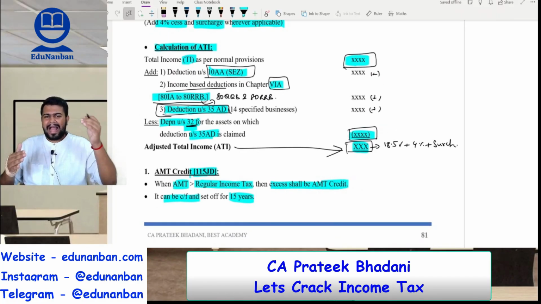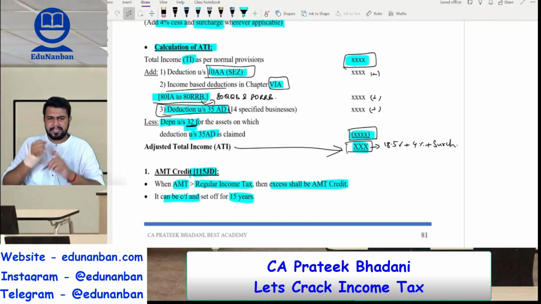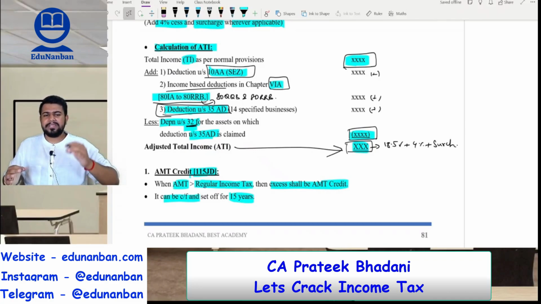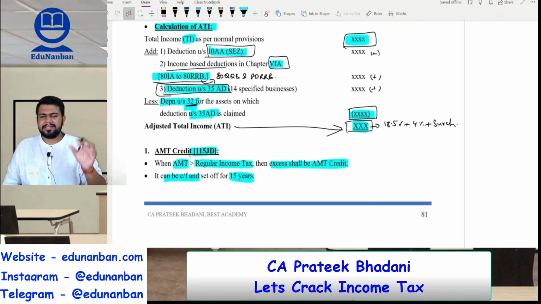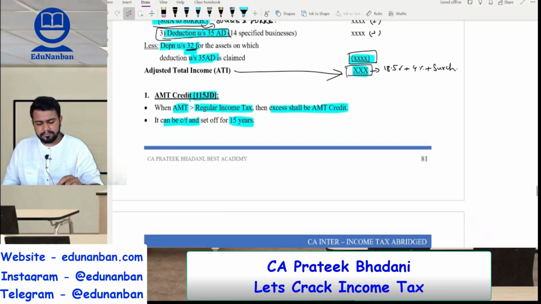Total income, add back the deduction claimed under section 10AA, Chapter 6A deductions, that is income based deductions, and then 35AD deduction, and then reduce the depreciation on the 35AD assets that would have been available. Okay, you will get the adjusted total income. On this ATI you should calculate 18.5 percent.